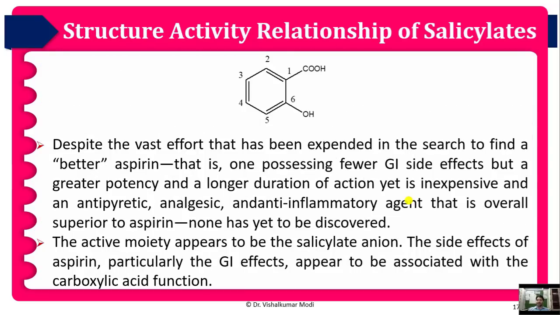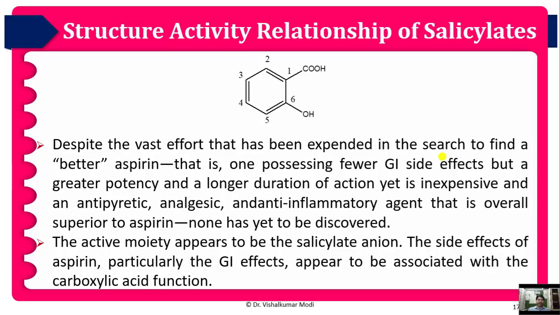Structure-activity relationship of salicylate. This is the structure of salicylic acid, and numbering starts from the carboxylic functional group as 1, then 2, 3, 4, 5 and 6. Despite the vast effort that has been expended in the search to find a better aspirin, that is, one possessing fewer GI side effects but greater potency and longer duration of action, that is inexpensive and an antipyretic, analgesic and anti-inflammatory agent overall superior to aspirin, none has yet been discovered. The active moiety appears to be the salicylate anion.